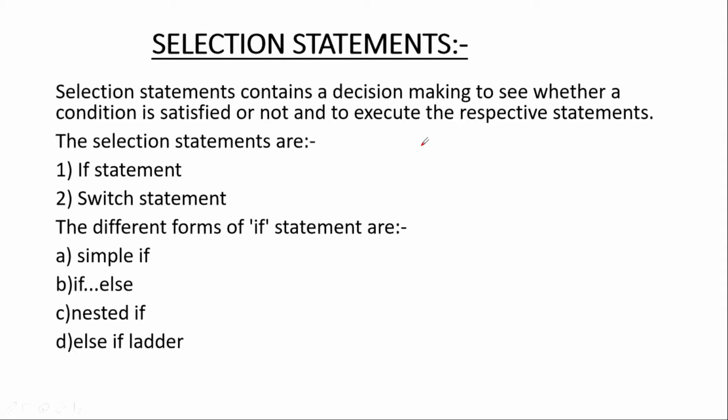So for example, if the condition is true, then it executes a particular set of statements. If the condition is false, then the selection statement does not execute those statements. This is what selection statement means. These selection statements are the if statement and the switch statement. So we'll see what are the different forms of if statements. The different forms are simple if, the second one is if else, the third one is nested if, and the fourth one is else if ladder.